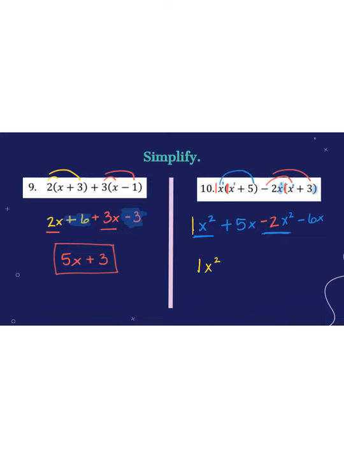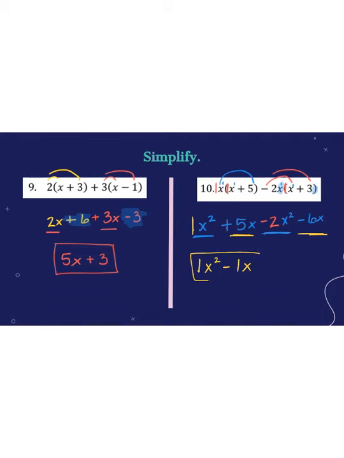Okay, the next thing I have is this 5x and this negative 6x. Don't forget to take that negative with it. So I have a positive 5 minus 6. So positive 5 minus 6, that's going to give me a negative, and that's going to give me a 1x.